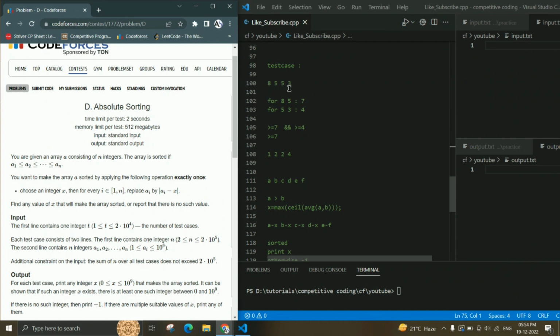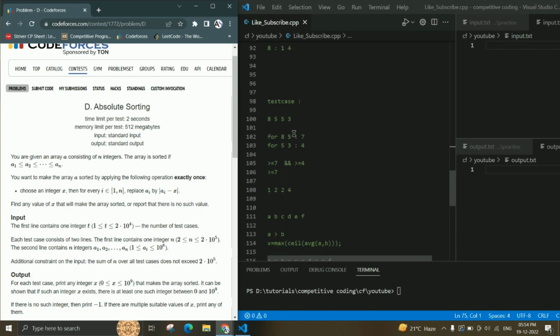The array is 8, 5, 5, 3. So the unsorted pairs are 8, 5 and 5, 3. I can take the ceil average of 8 and 5, which is 7. Remember, we have to take the ceil average, not the floor average, because after taking the ceil average, the array becomes sorted. For 5 and 3, the ceil average is 4. So we can take x greater than or equal to 7, which will satisfy the condition, and x greater than or equal to 4 will sort the 5 and 3.